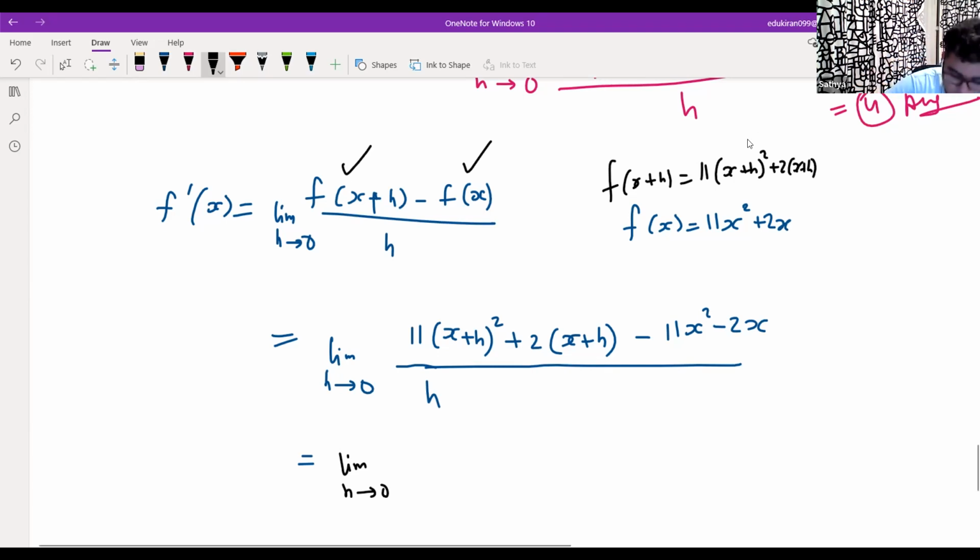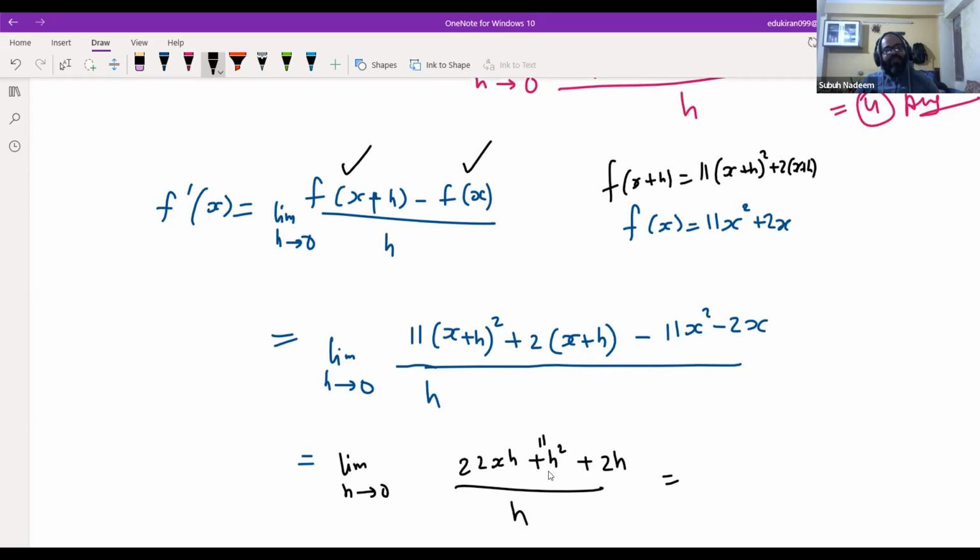So I'm getting 22xh plus h square plus 2h by h. Sir, can you hear? I can't hear you, sir. Oh, sorry. I'm saying this is 11h square. Isn't it 11h square? Oh, yeah, it's 11h square. Yes, sir. Okay, rest is fine.